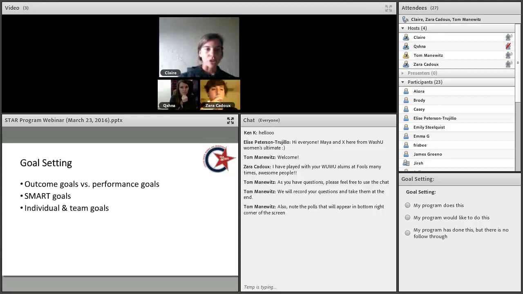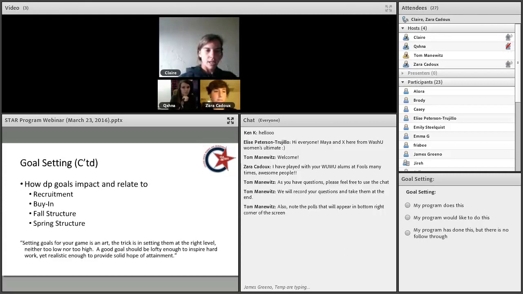And then individual and team goals, it's really important to have both. So we do a lot of exercises where we create our individual goals and our team goals together, and just make sure that everyone is using these specific techniques to reach their goal, just to help that process along.